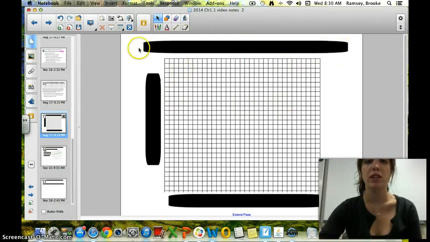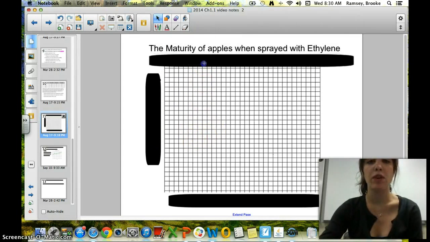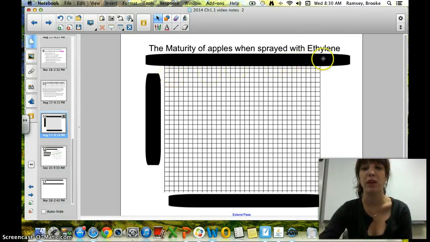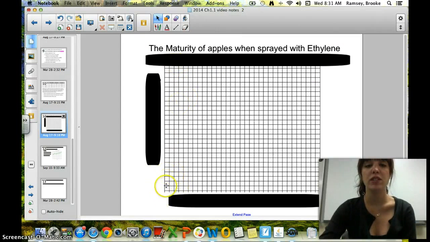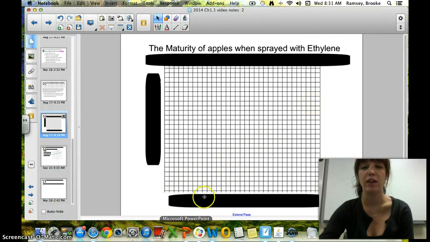So if you took a second to pause the video and determine what the title would be and what your independent and dependent variable will be, you should have gotten something around this for your title: the maturity of apples when sprayed with ethylene. That is what we are experimenting with. That is what we're looking at. And so this is going to be a change over time, so we are doing a line graph here.